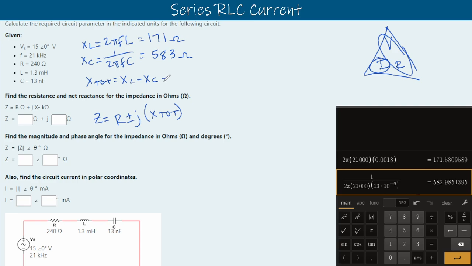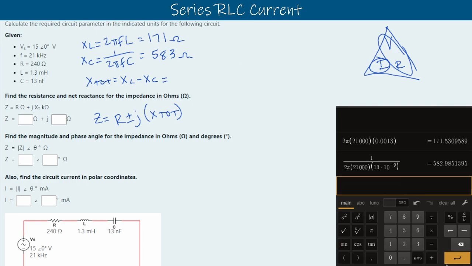Now our X total can be calculated. We know that the capacitor wins, because XC is larger than XL, which means that your J value, that positive or negative, is going to be negative because the capacitor wins. That's indicative of this equation here: XL is in front of XC. So we'll type our XL first, 171, and subtract our XC, 583, which gives us a negative number, meaning that the capacitor is bigger than the inductor as far as what it's doing to the circuit. Negative 412. Now we can plug that in for our Z value, because we know what our resistor is.